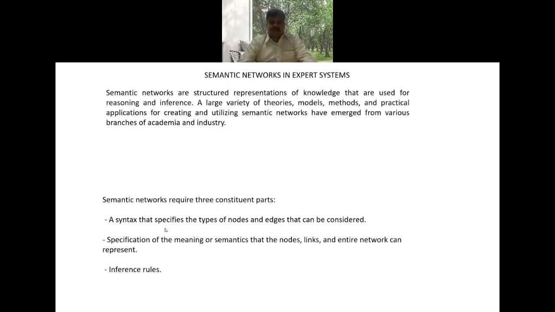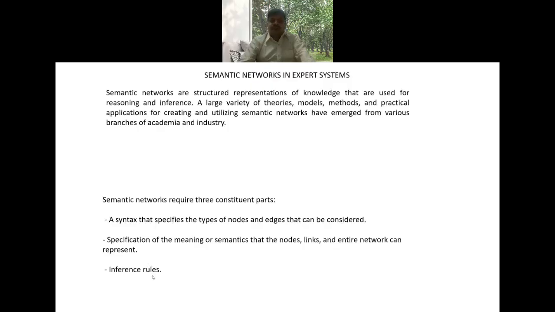One is syntax, second is specification, and third is inference rules. So what is syntax? Syntax specifies the types of nodes and edges that can be considered, and a specification represents the meaning or semantics that the nodes, links, and entire network can represent.